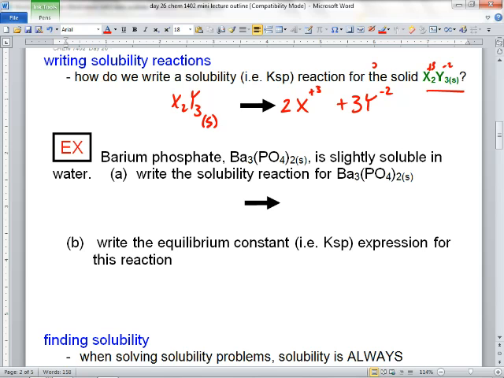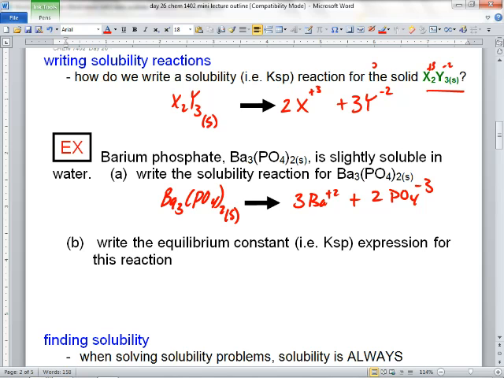So Javier, what did you write on the reactant side? Yeah, perfect. You wrote the solid, with a little subscript s. Okay, then Pablo, on the products? 3 barium. Yep. Perfect. And 2 phosphate.